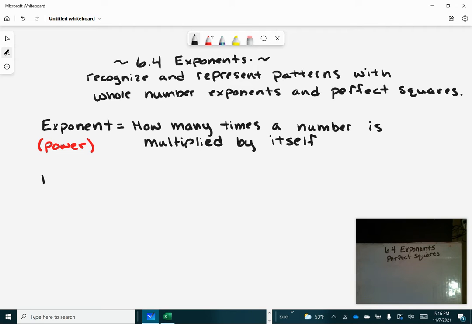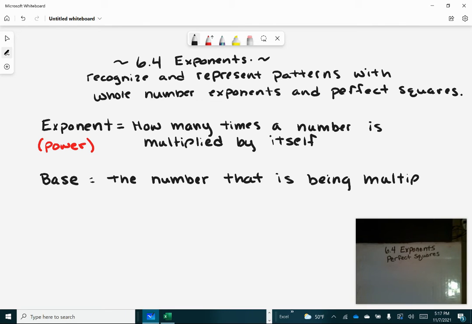You also have the word base, which is the number that is being multiplied. So it's the number being multiplied, and how many times are you going to multiply that number?